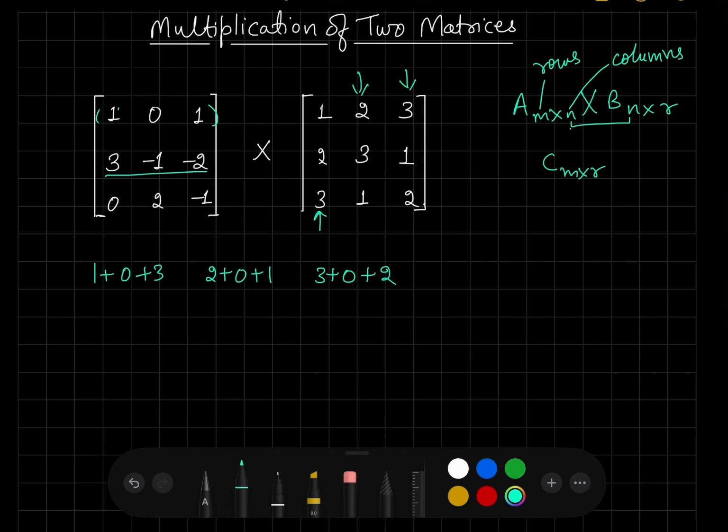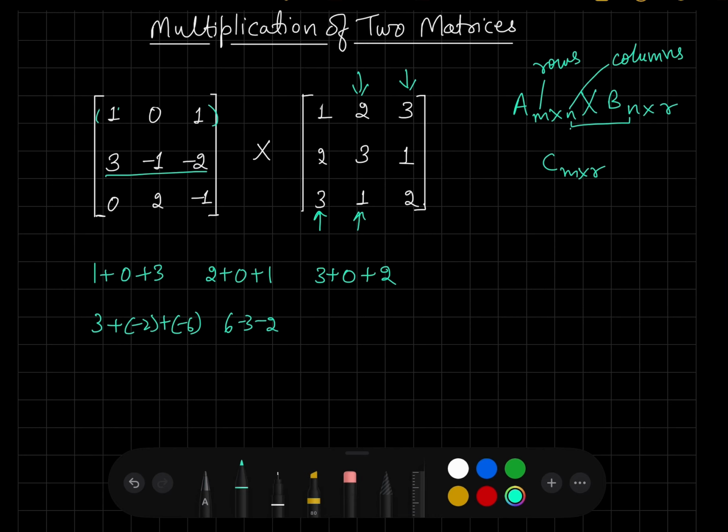Okay, next we will be taking the second row, that is this one, and multiply with the first column. So 3 times 1, which is 3, plus negative 1 times 2, which is negative 2, plus negative 2 times 3, which is negative 6. This will give me the row 2 first column element. Then 3 times 2, which is 6. Then negative 1 times 3 would give me negative 3, and negative 2 times 1 would give me negative 2.